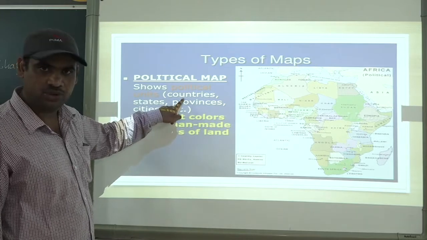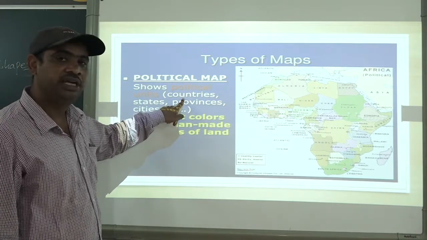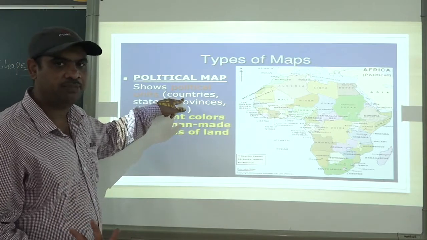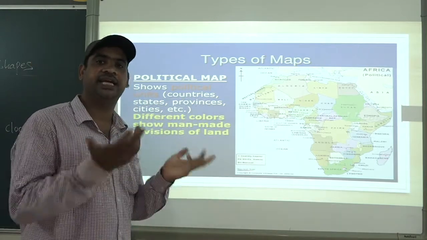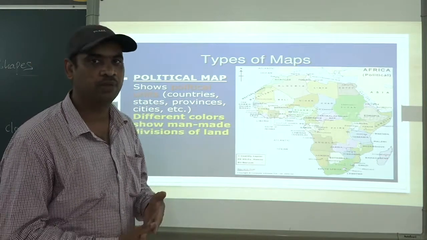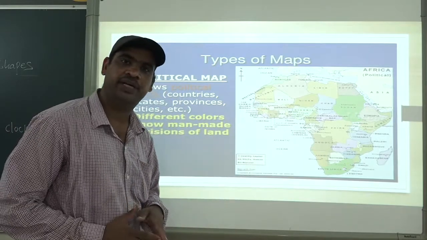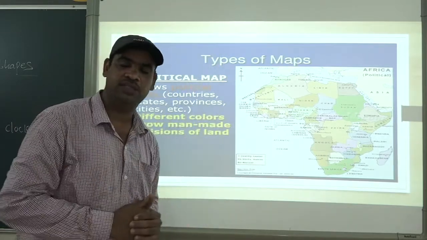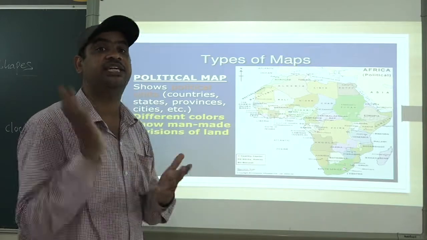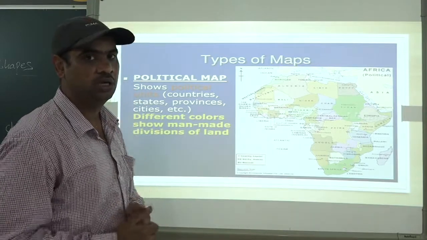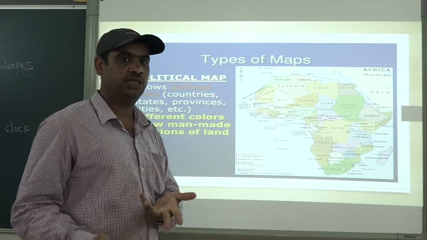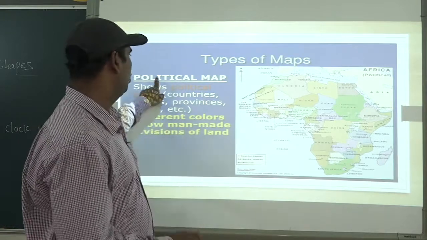So on a political map, what can be shown? Different countries can be shown. If we are seeing a map of Asia, suppose, what will be there on the Asia map? There will be different countries like India, Japan, China. In the same way, even one country can be shown on a political map. India map. So what will be there on the India map? Different states, like Maharashtra, Gujarat. So that can be shown on a political map.